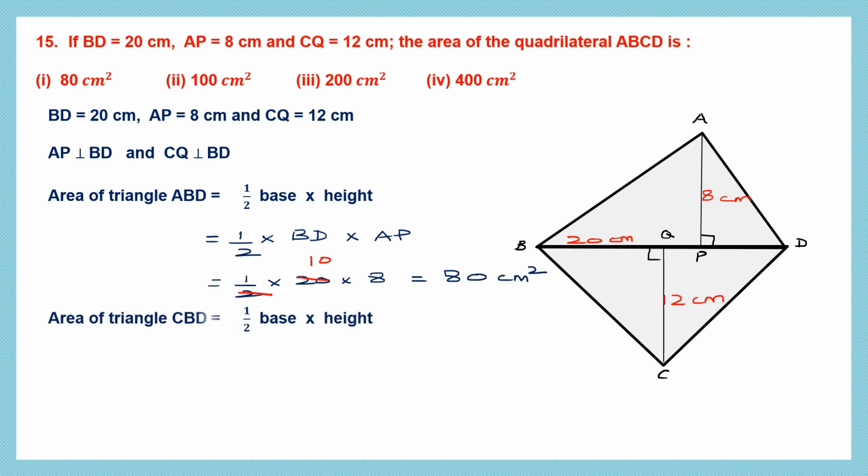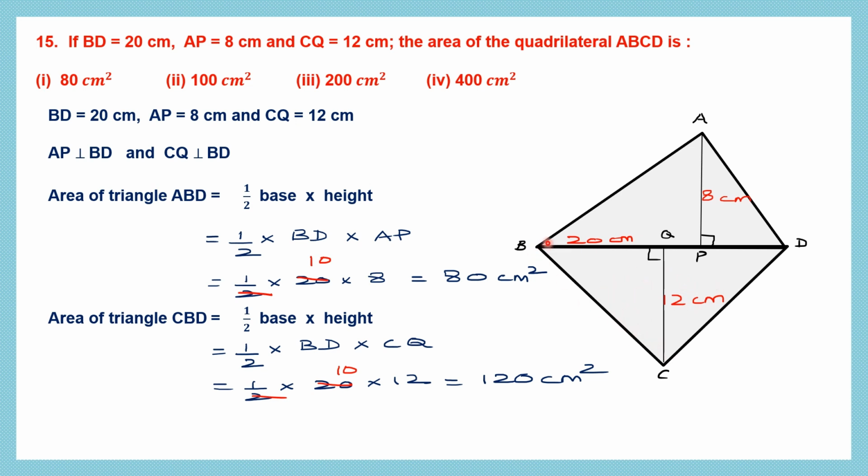Now let's take the other triangle. Area of triangle CBD is again half base into height, and that is half into the base of triangle CBD. We can take the base as BD. So that is half into base, which is BD, into height, which is CQ. So this is half into, now BD is 20 centimeters and CQ is 12 centimeters. Again, let's cancel. So this is 10. So we have 10 into 12 is 120 centimeters square. So we have found the area of this triangle and the area of this triangle.